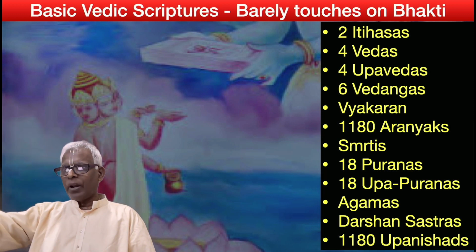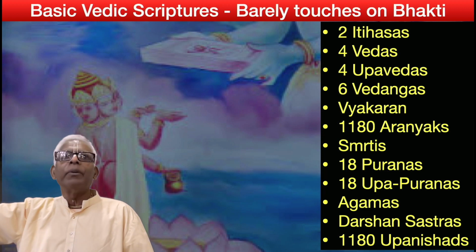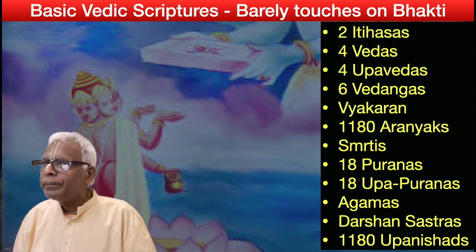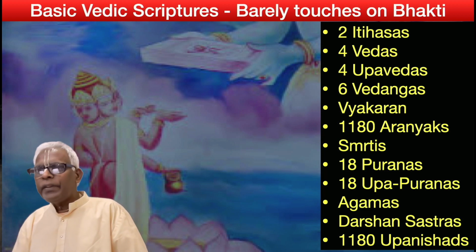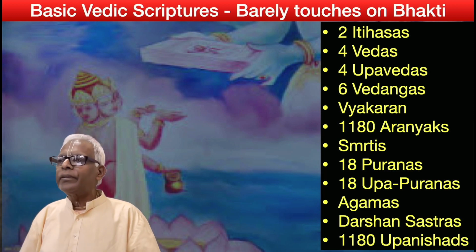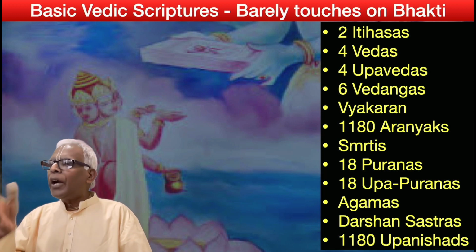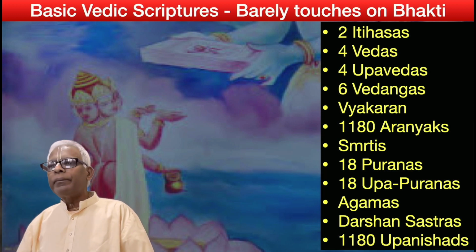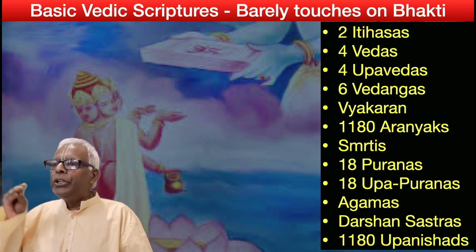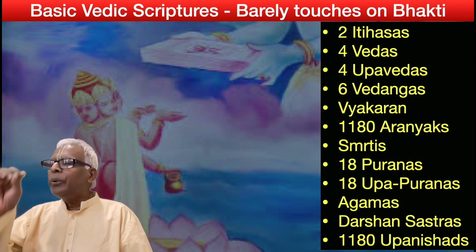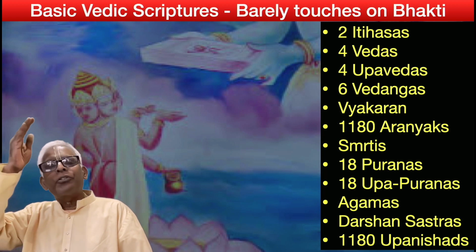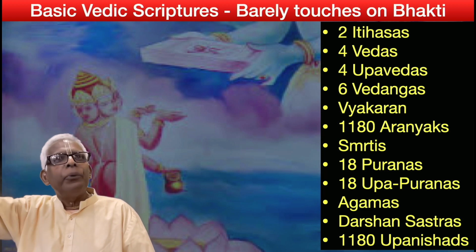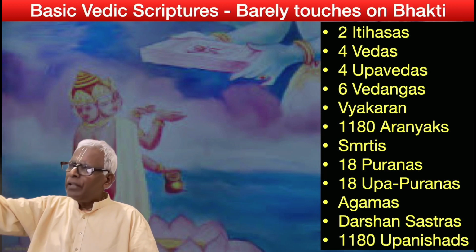Itihasas, Ramayana, Mahabharata, Bhagavad Gita is part of Mahabharata. 4 Vedas, Rig, Yajur, Sama, Atharvana Vedas. 4 Upa Vedas, Dhanurveda, Gandharva Veda, Ayurveda, and Arthasastra. 6 Vedangas, Siksha, Chandas, Vyakarana, Nirukta, Kalpa, Jyotisha. And Vyakarana is the structure of the languages, that's how the language should all go, especially Sanskrit.